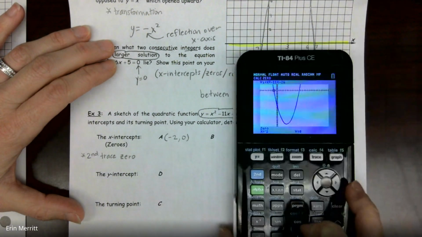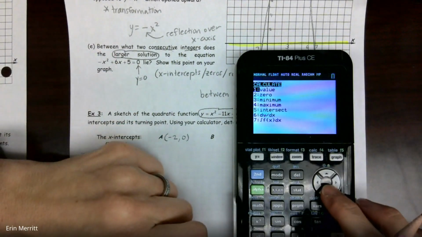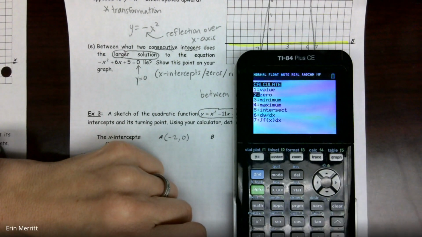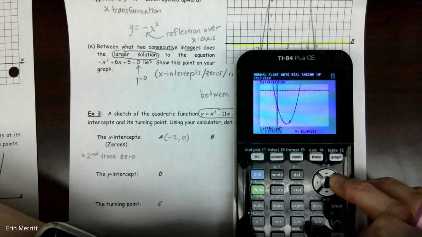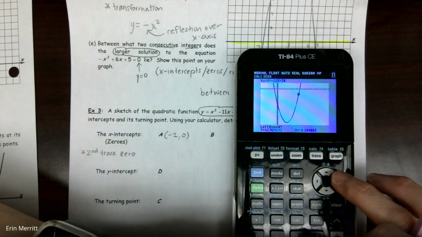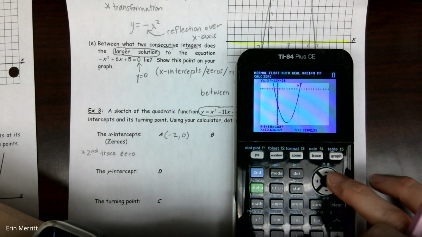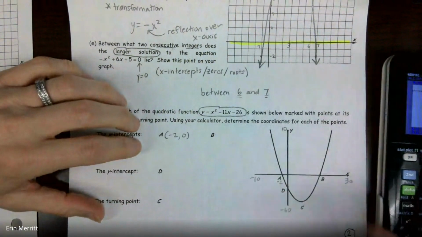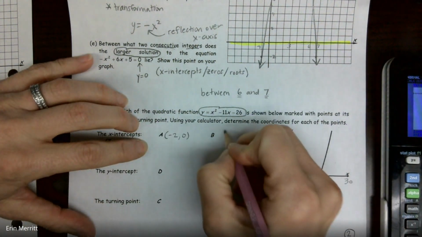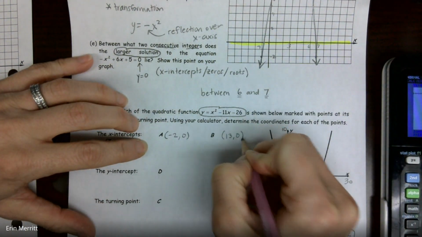And then you're going to do the same thing for B. So second, trace, 0. And then slide it all the way back over. So left bound, right bound, take a guess. So stay a little to the left, come above a little to the right, and then take your best guess. That should come out at 13. So that point would be 13, 0.